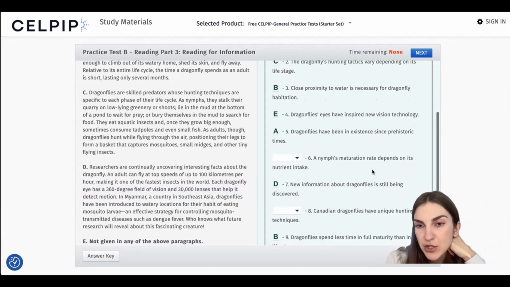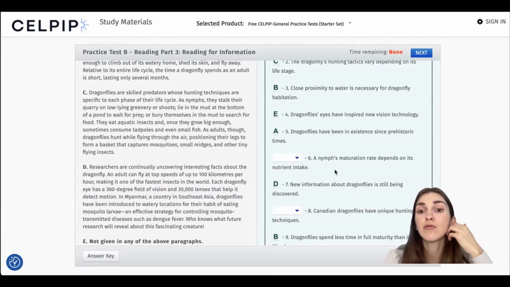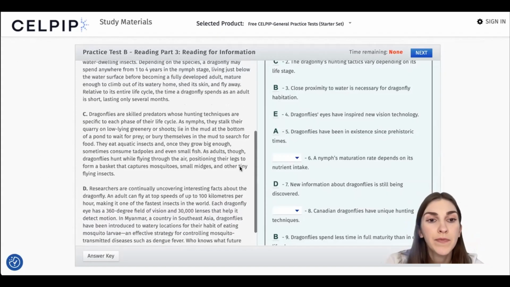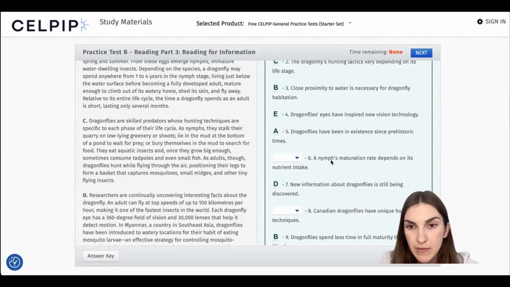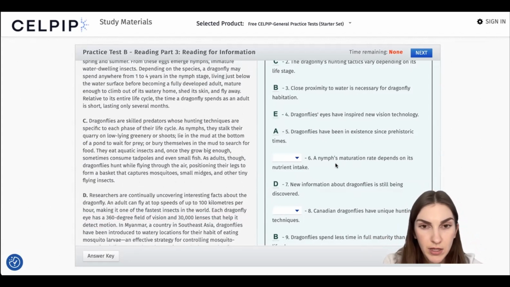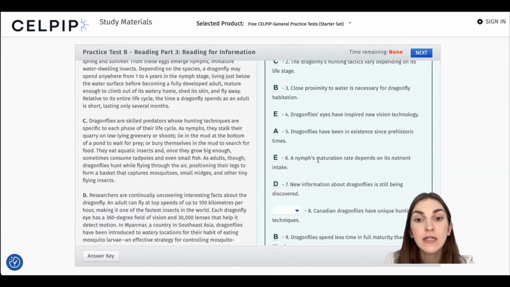Six. A nymph's maturation rate depends on its nutrient intake. We have the different stages. We have information in paragraph C that dragonflies eat different types of food depending on their stage of life. But it doesn't say that maturation rate depends on the nutrient intake. It is just the fact that they eat different types of food. So it is not the same, and that's why it is E. If you choose C here, it will be a mistake.